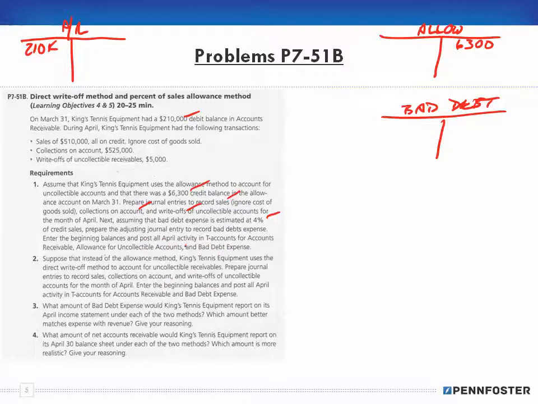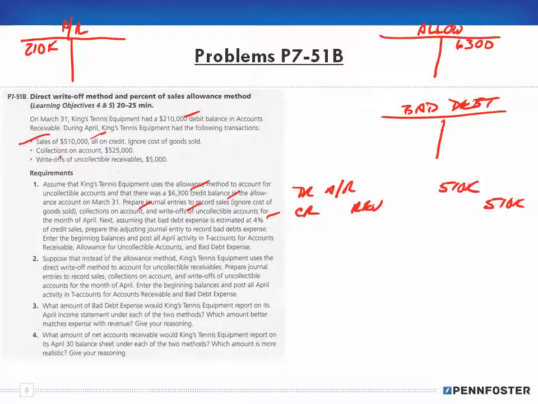Right, so let's see here. The first thing that we need to do is prepare the journal entries to record the sales. Our sales were $510,000, all on credit. Okay, so if it's on credit, that's on account. So we're going to debit accounts receivable for the $510,000, and we're going to credit our sales revenue account for $510,000. All right, so we did that one.